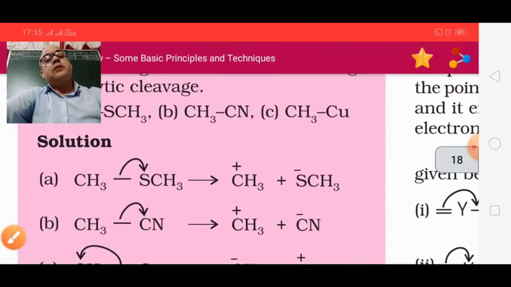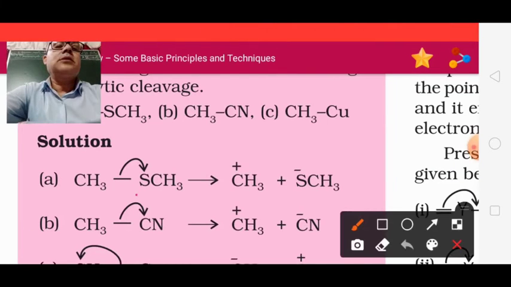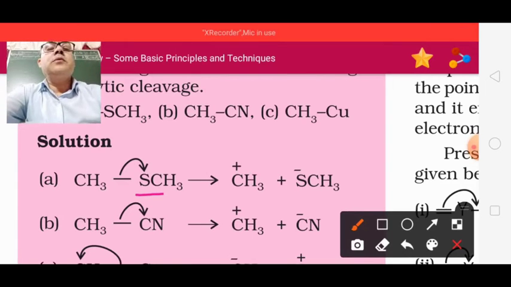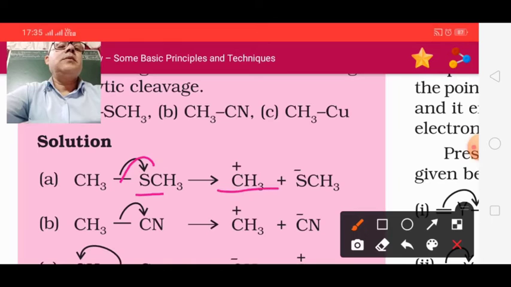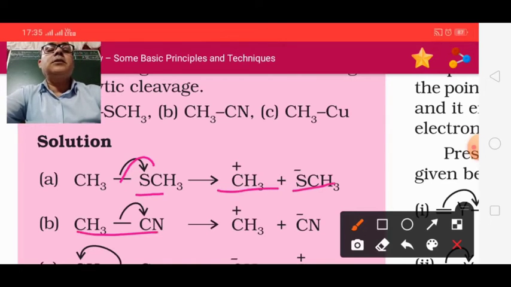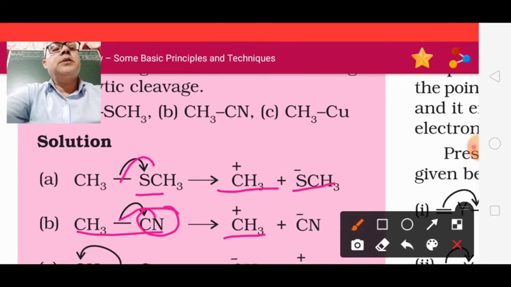Suppose here, you can see in this case this sulfur is negative. Therefore, in heterolytic cleavage it will extract electron from the CH3, and CH3 will be positively charged and the other will be negatively charged. Similarly, in the case of this cyanide ion, this one is more electronegative and it will pull the electron to itself, and again the methyl group will be positively charged and this one will be negatively charged.